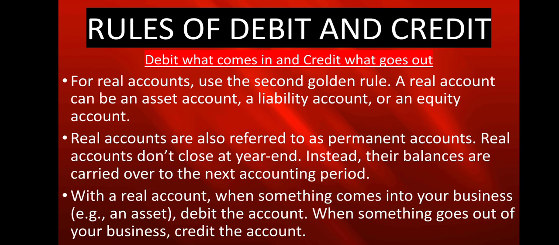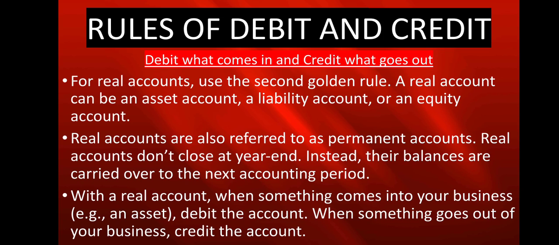So what happens? We have seen for purchase of furniture. So furniture is coming inside the business. On the other hand, even cash is going outside the business. Do you all remember the accounting equation? Cash is also an asset. So what happens? Furniture account will be debited because it is coming inside the business. Cash will be credited because it is going out of the business. Okay, so under real account, what is the rule, children? Debit what comes in, credit what goes out.